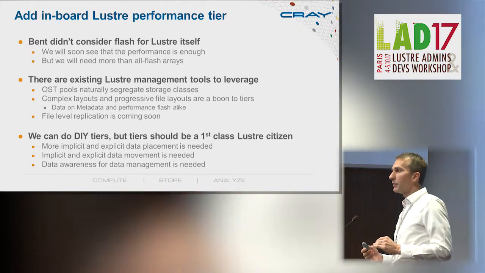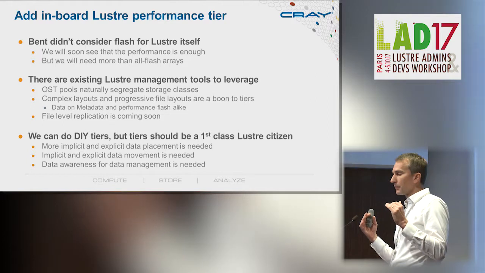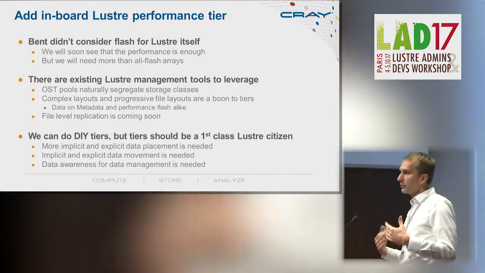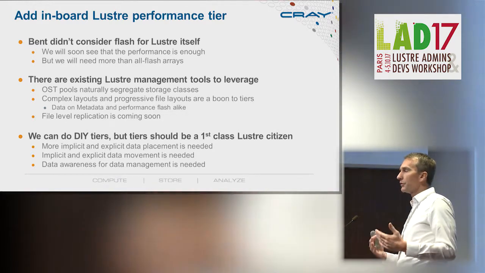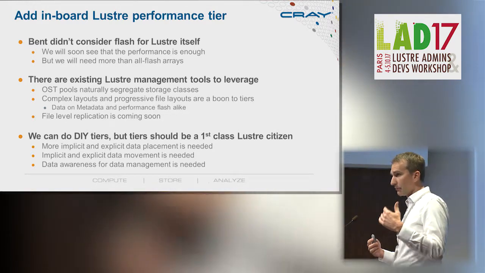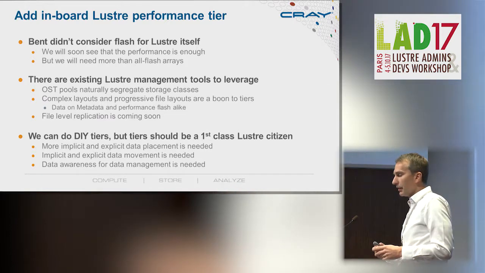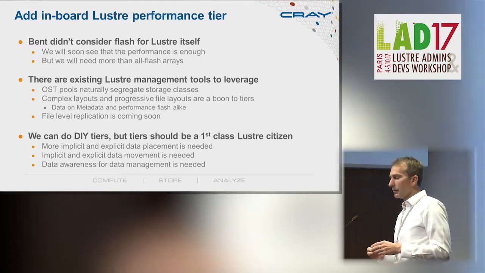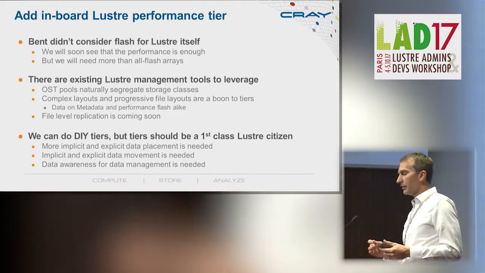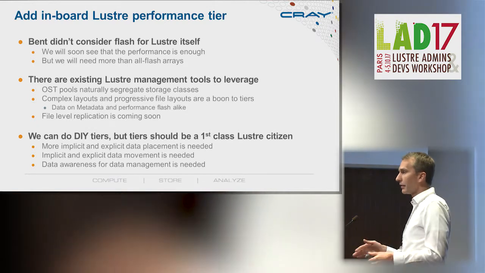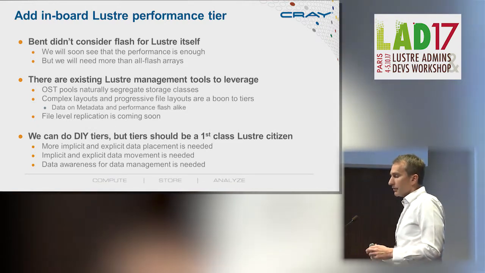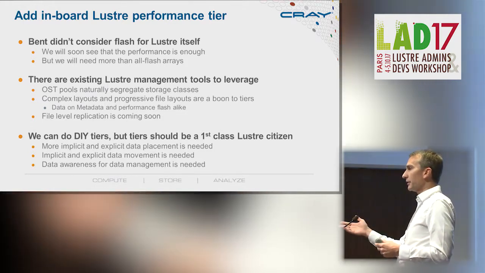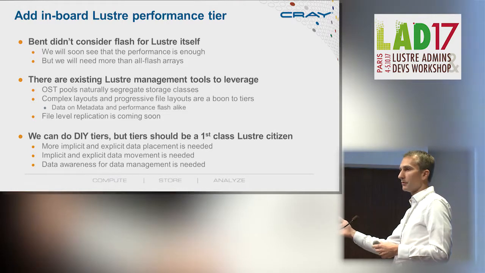I think we need to do quite a bit more to make tiers first-class citizens, so to speak, within the Lustre file system, really make them truly usable by the people that are using that parallel file system. And I think there's really three things that we need to think about here. We need to think about data placement, we need to think about data movement, and we need to think about how we manage that. So in terms of data placement, we need to be able to explicitly declare how we want to place our data.